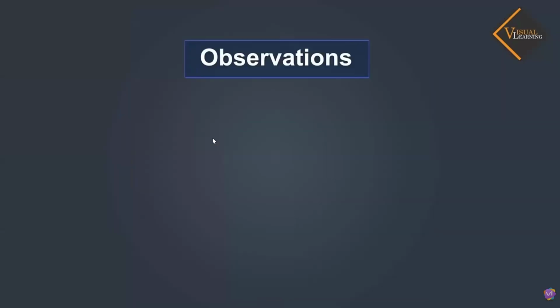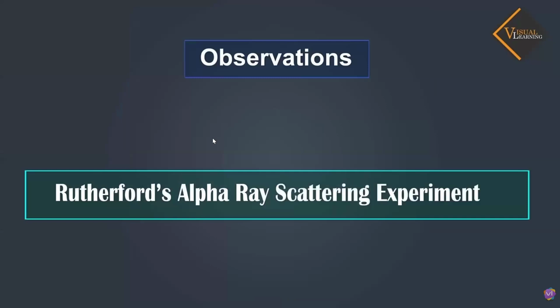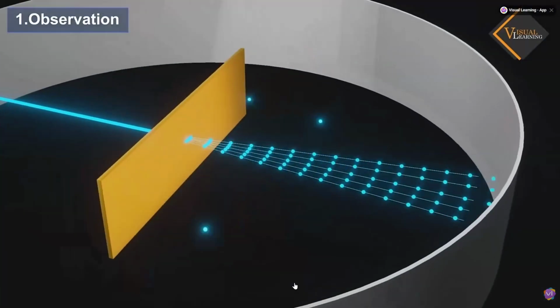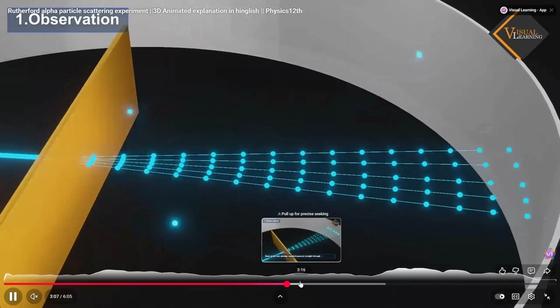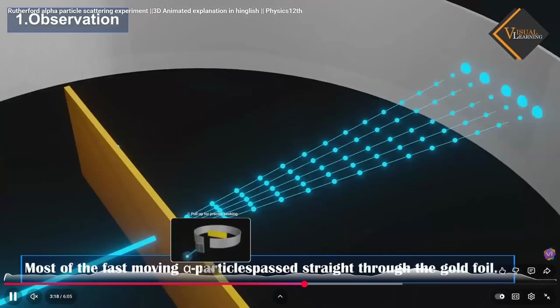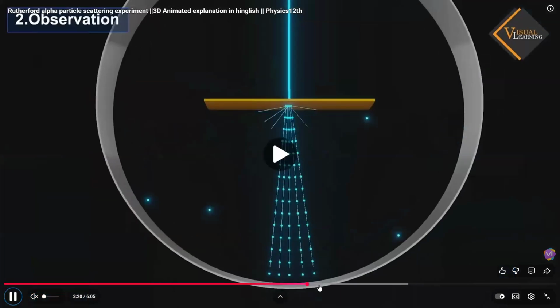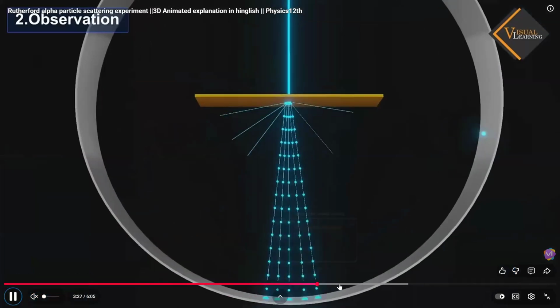Okay, got it? You understood? Yes or no? Yes, sir. So these are the observations. Write down the first observation from here. Most of the alpha particles are going straight without deviation.